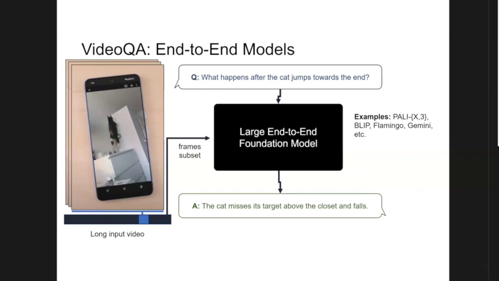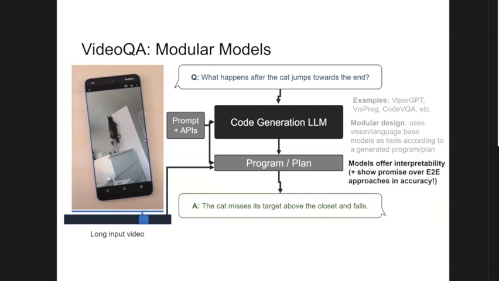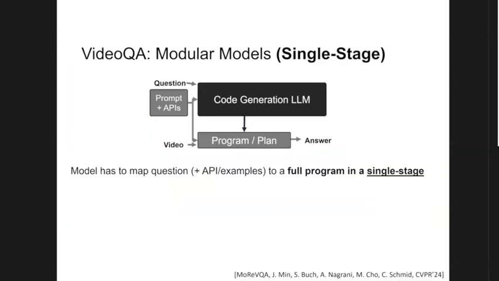What these LLM methods do is take as input the video and the question, and then they output what's happening: the cat misses the target above the closet and falls. These methods are efficient, but challenging to interpret. If something goes wrong, you don't know why, and you have to start from scratch or do something else. There are different approaches. One is to use code generation to generate a plan or program, which is then executed to give the response. This is a single-stage approach.